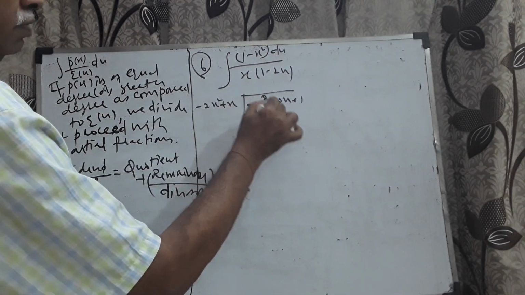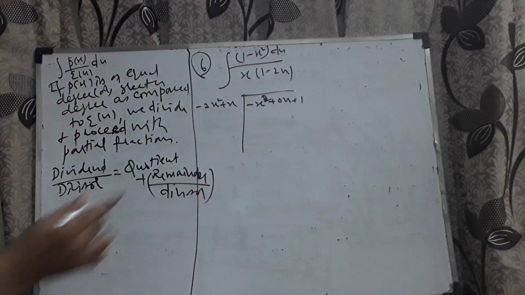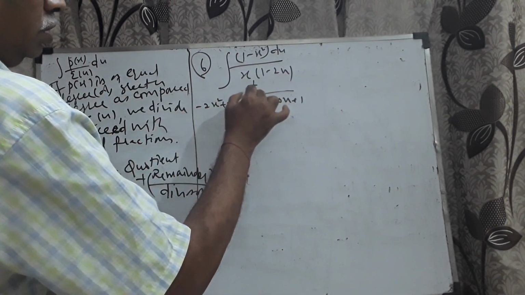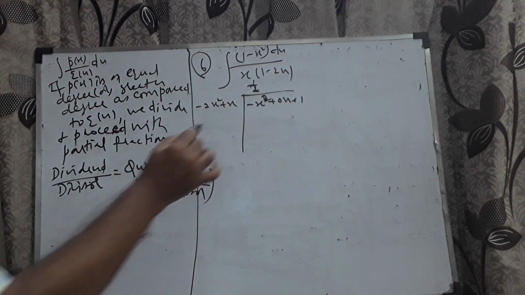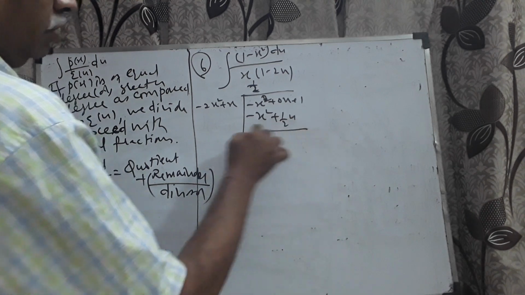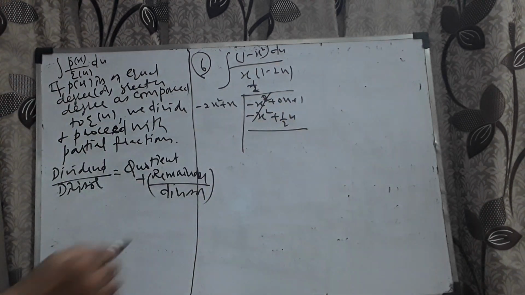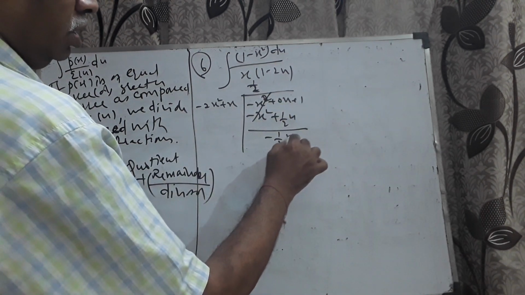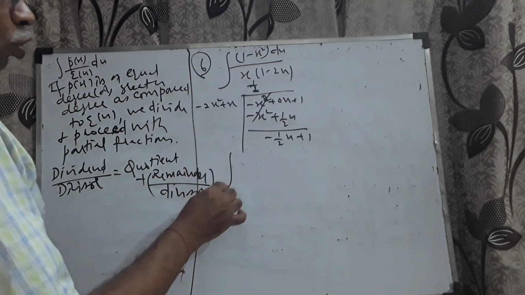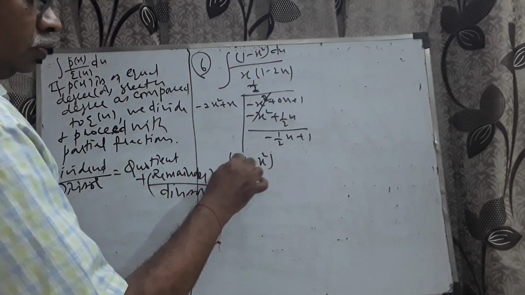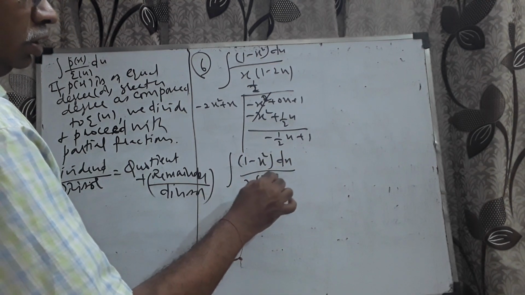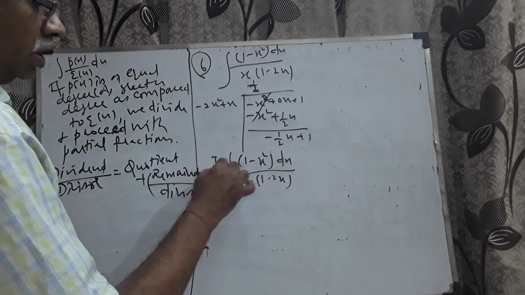This is my dividend, this is my divisor. Then minus x square by minus 2x square is half. Multiply this: half into minus 2x square is minus x square. This will become plus half x. While we subtract, it will get cancelled. I end up with minus x. This plus 1 is brought down. Therefore, the whole integral now becomes (1 minus x square) by x into (1 minus 2x). We call it I.